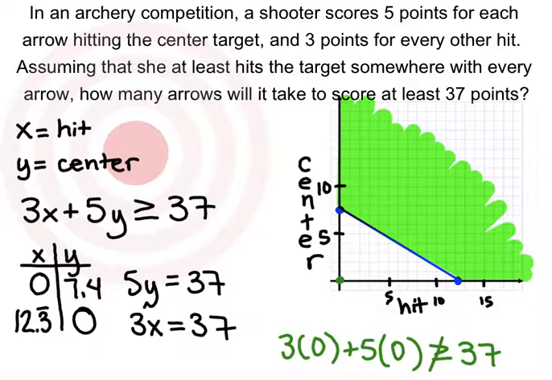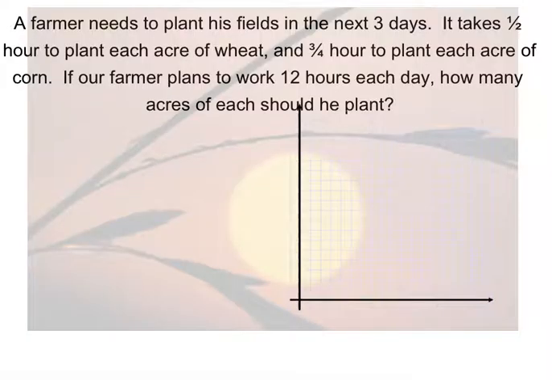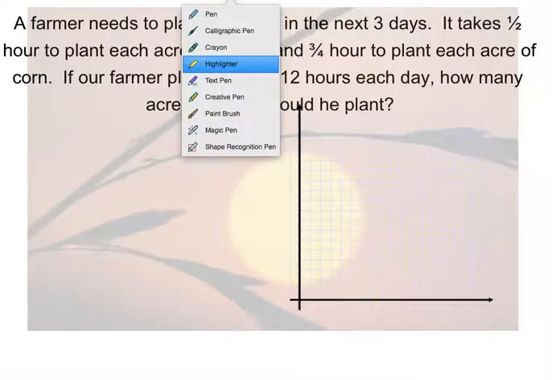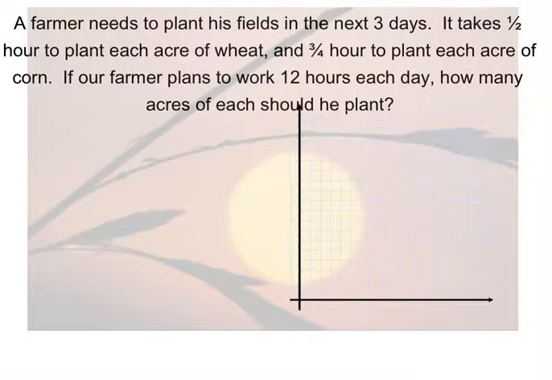Okay, let's try another one. Example 2. A farmer needs to plant his fields in the next 3 days. It takes a half an hour to plant each acre of wheat and 3/4 of an hour to plant each acre of corn. If our farmer plans to work 12 hours each day, how many acres of each should he plant? So we have two variables here.